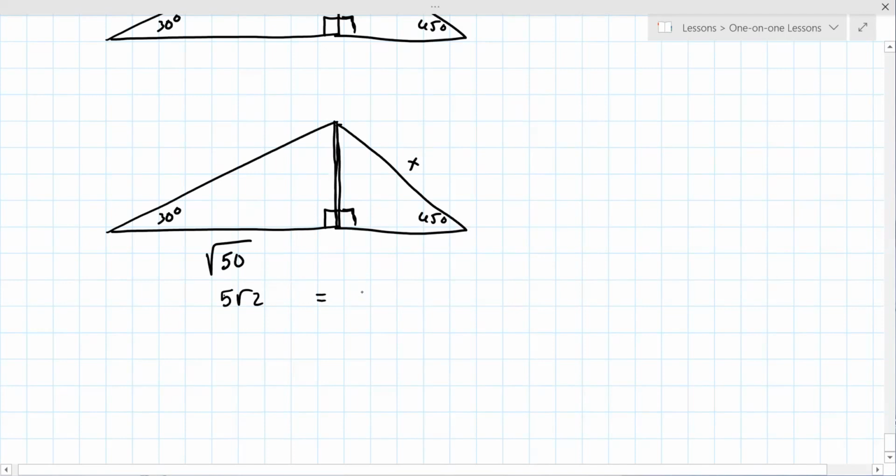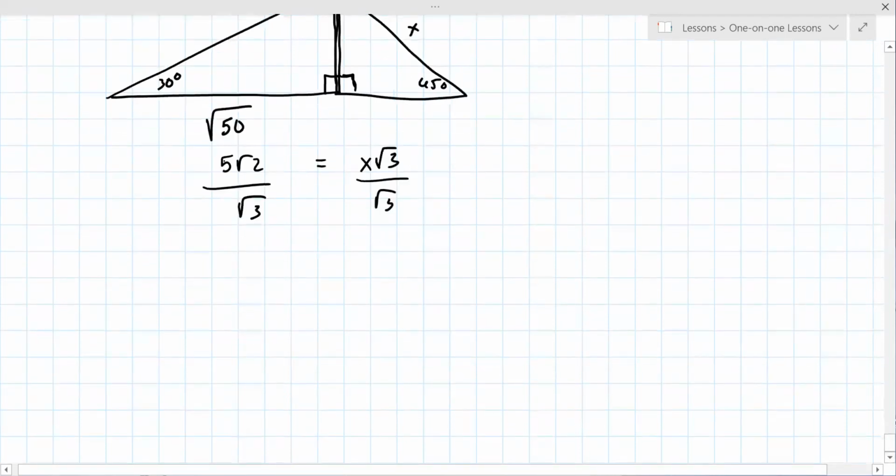Okay, so let's review. The short leg, x√3, is the reference side when we're looking at this triangle. So you have to divide both sides by √3. Okay, yeah, I keep screwing that up. I keep multiplying. Well, it's okay to multiply, but then you have to divide. Like in this case, it actually would be better because you would get 5√6 equals 3x, then you divide by 3. Because here you really need to rationalize.